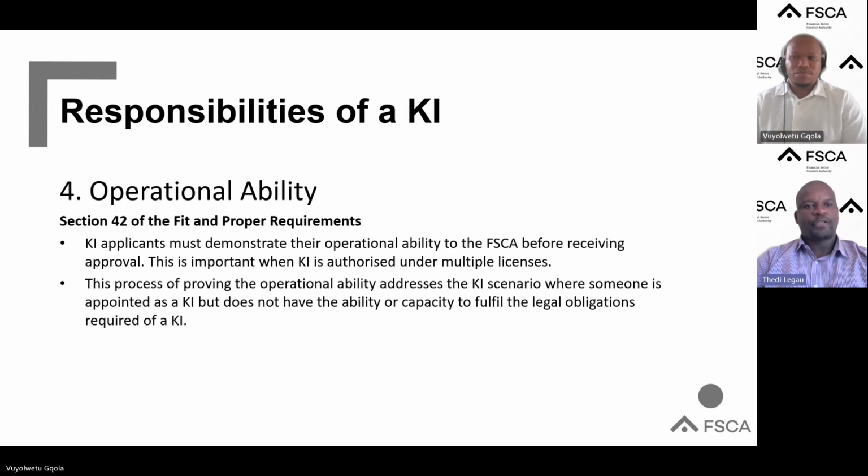In terms of Section 42, operational ability, the key individual must demonstrate their operational ability to the FSCA before being approved as a key individual. This is important when a key individual is authorized under multiple licenses. The process of proving operational ability addresses the key scenario where someone is appointed as a key individual but does not have the ability or capacity to fulfill the legal obligations required of a key individual.